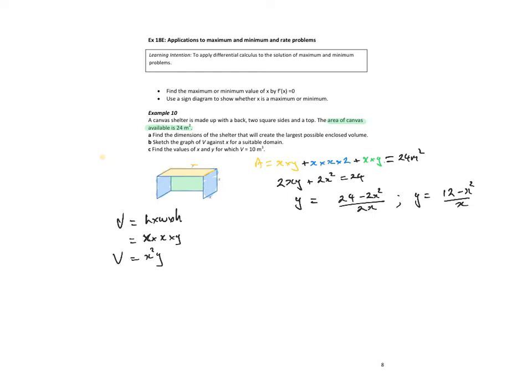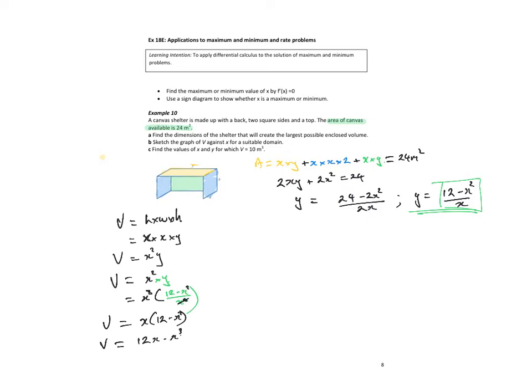Now with this y value, which I'm going to highlight in green, I can go to my rule for the volume and say it's x squared times y, which is equal to x squared times whatever y is, which is 12 minus x squared on x. If I expand that, the x cancels with the x squared, and I get x times 12 minus x squared. So that's the rule for my volume. Volume is equal to 12x minus x cubed.